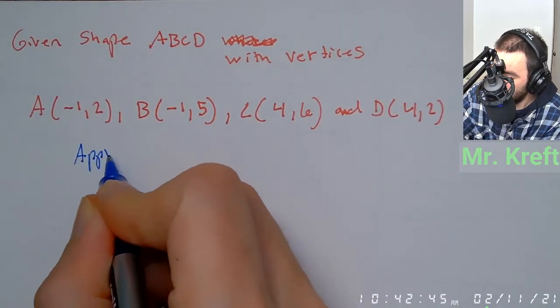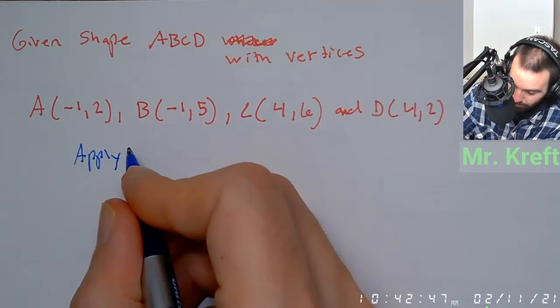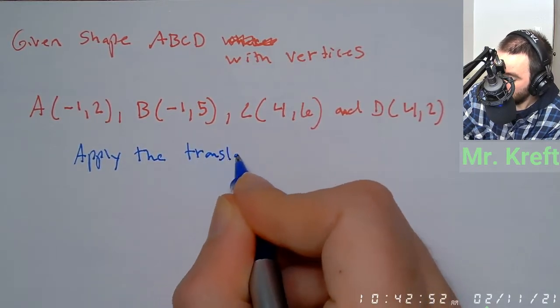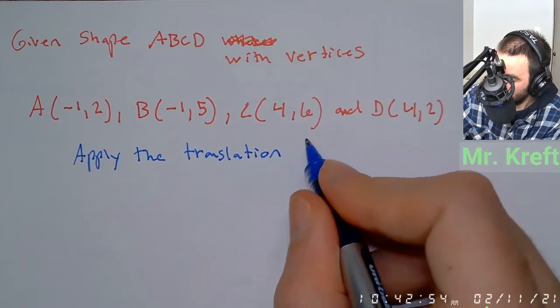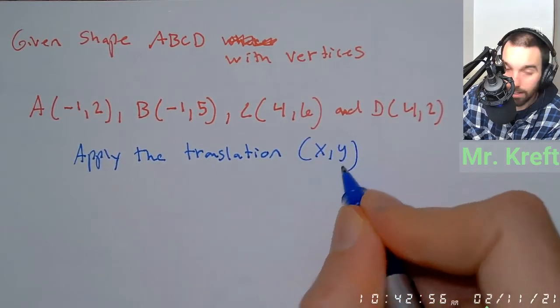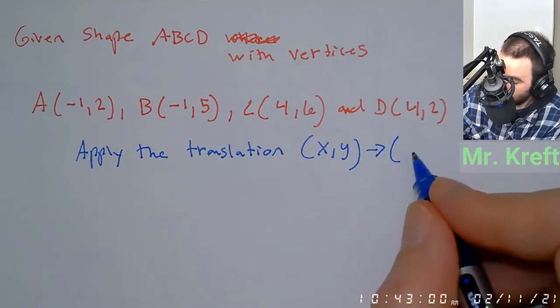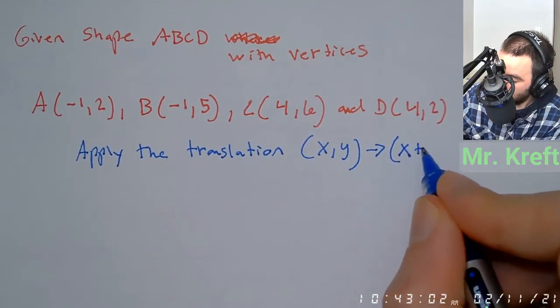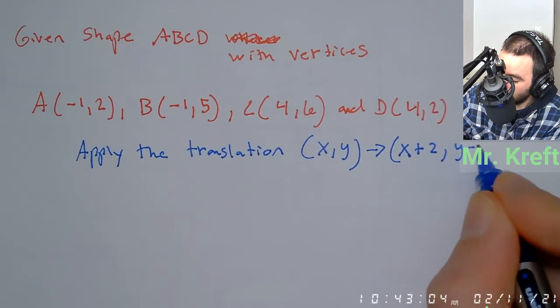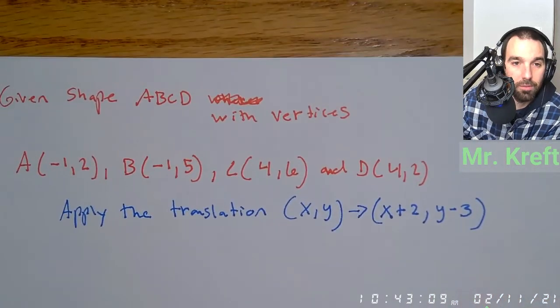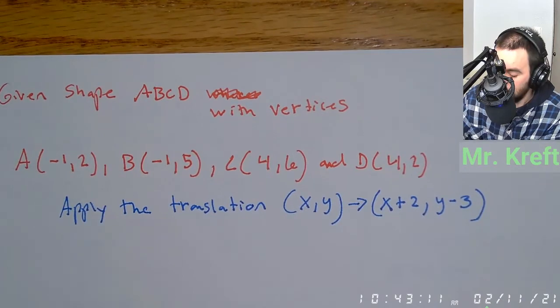We're going to apply the translation every point x, y such that x plus 2, y minus 3. Sorry, my name's getting in the way. Okay.